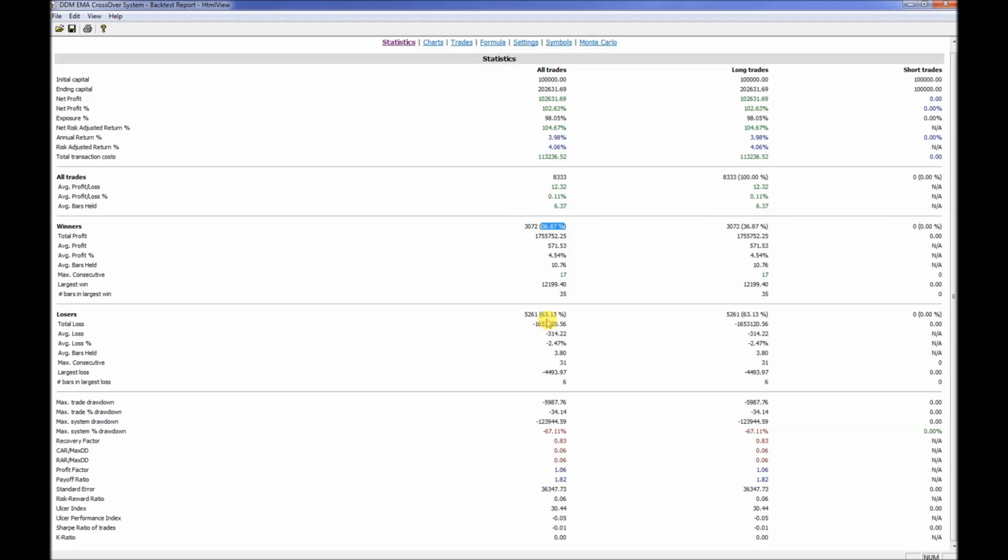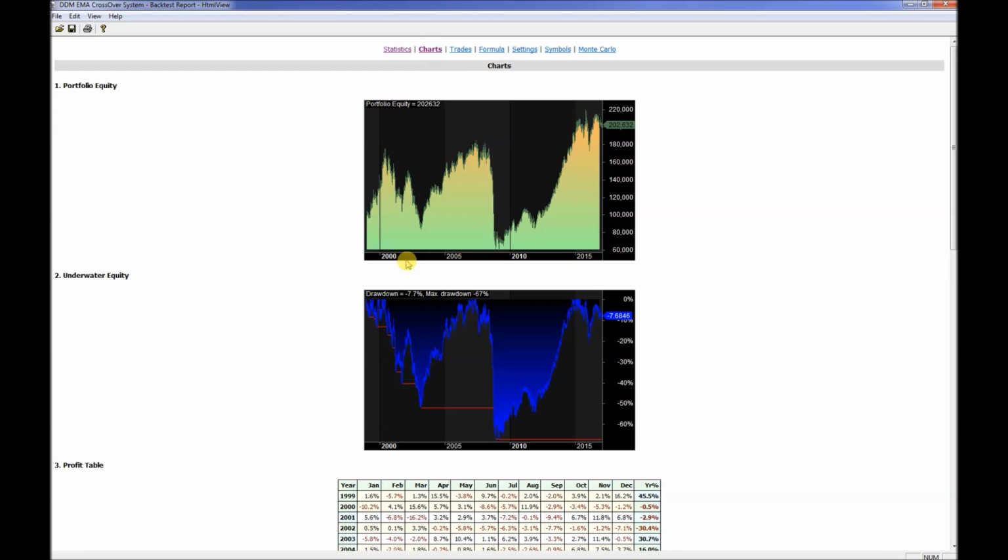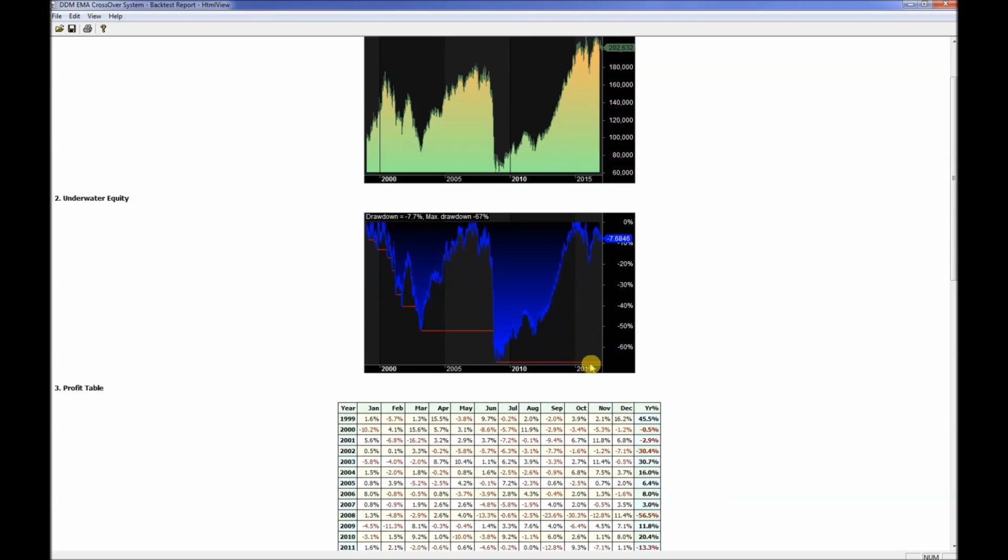Your stats are still pretty close. You're winning almost 40% of the time. Payoff ratio is just under 2. Your maximum drawdown is 67%. That's pretty scary. And this is what your charts look like. So at one point in time, would you have been able to hold on through an over 60% drawdown?